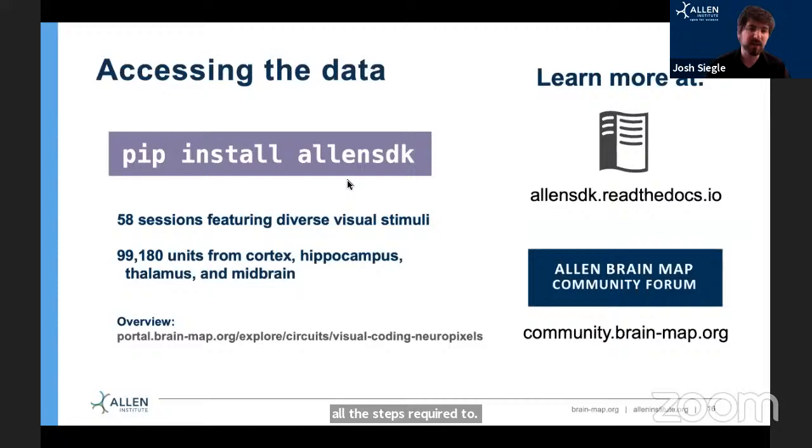If you're using Python, you can just use pip to install the Allen SDK, and you will then have access to data from 58 sessions, almost 100,000 units, and can begin to perform your own analyses on this data set.